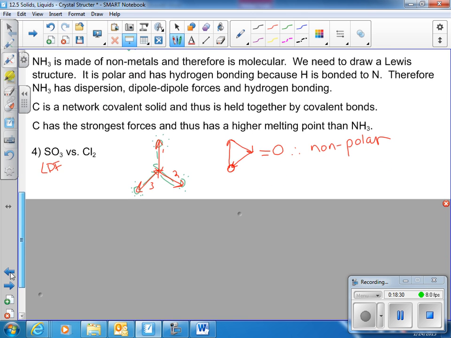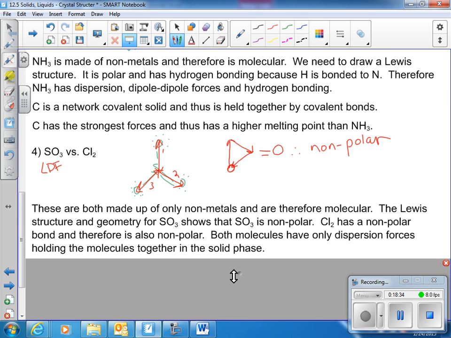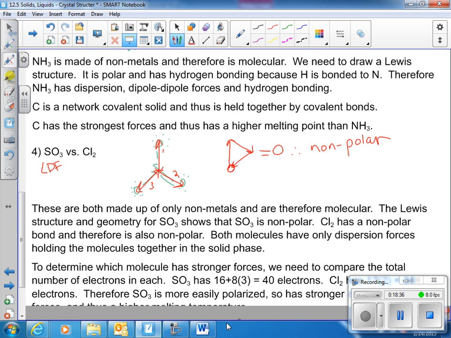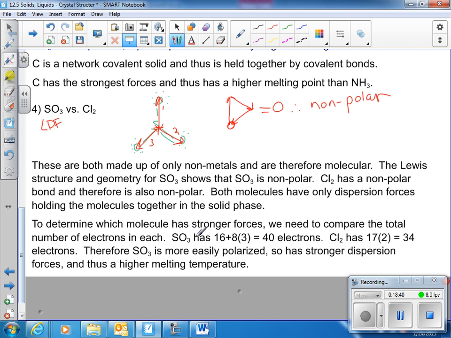So if we add up all the electrons on the S and all the electrons on the O's, and the Cl2, we find out SO3 has 40 total electrons. Cl2 has 34 total electrons. And so who has stronger forces? Sulfur trioxide has more electrons, so it's more easily polarized and has stronger dispersion forces, and therefore a higher melting temperature.